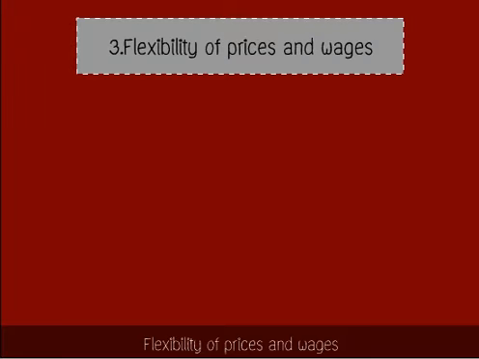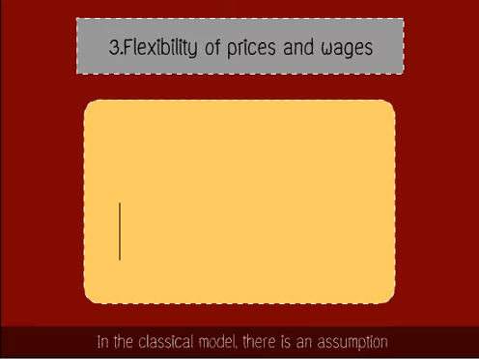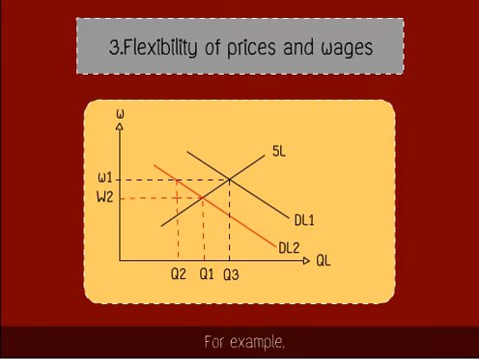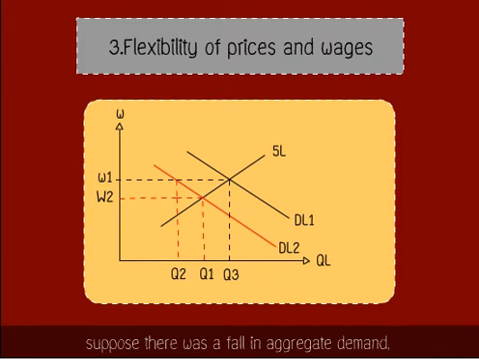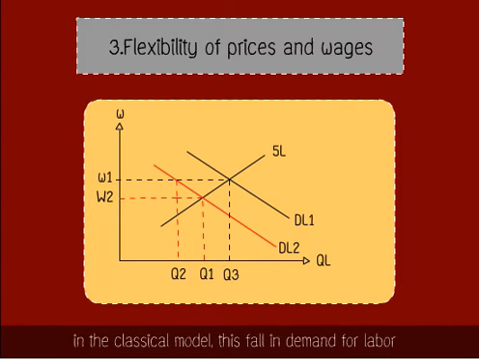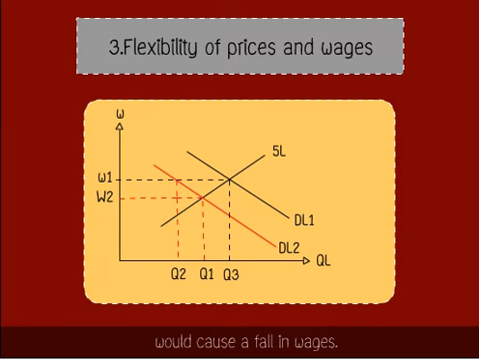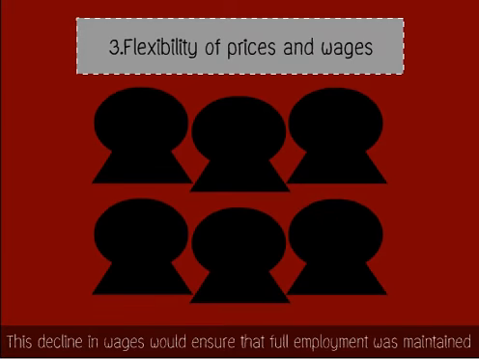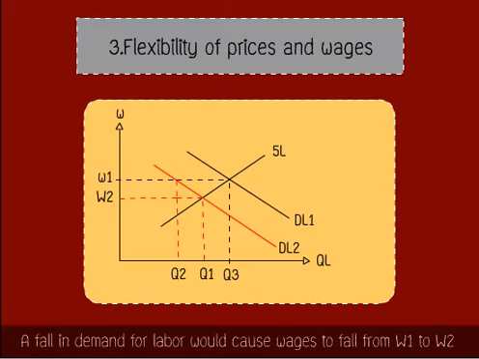Flexibility of price and rate. In the classical model, there is an assumption that price and rate are flexible, and in the long term markets will be efficient and clear. For example, suppose there was a fall in aggregate demand. In the classical model, this fall in demand for labor would cause a fall in wages. This decline in wages would ensure that full employment was maintained and the market cleared. A fall in demand for labor would cause wages to fall from W1 to W2.